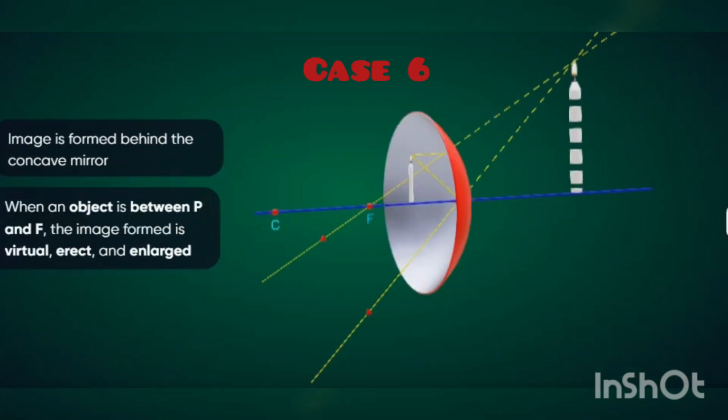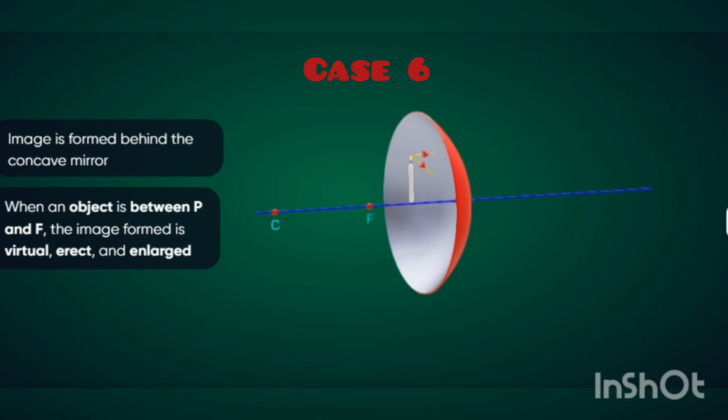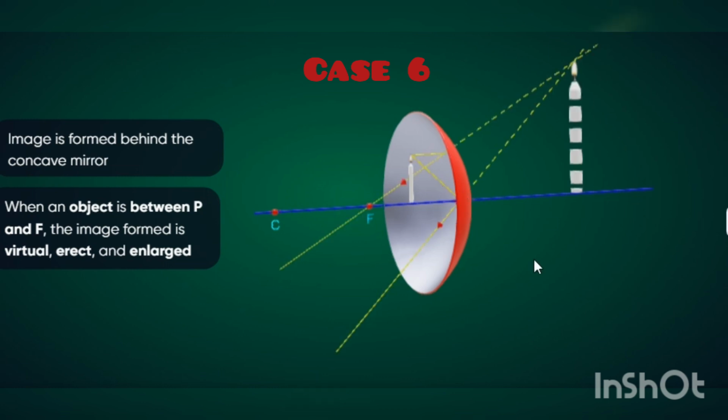The next case is object is placed between pole and focus of the mirror. That is, object is placed between F and P of the mirror. So when an object is placed between F and P, the image formed is virtual, erect and enlarged, and it is formed behind the concave mirror.